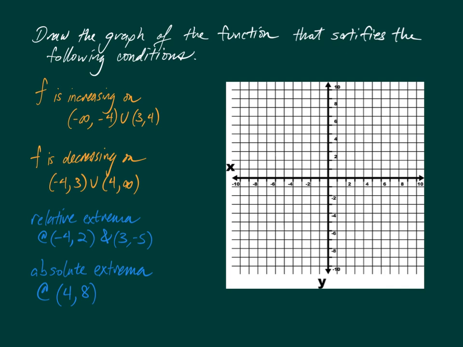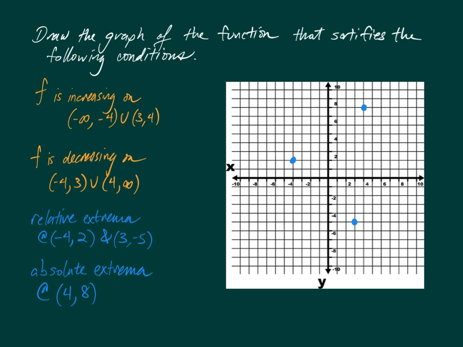So right away, I'm going to first of all put the extrema on this graph. So the relative extrema at negative 4, 2, I know that's right here. Oops, I want to use blue. There we go. And at 3, -5, that is right down here. I want to put those on there first, and I guess there's an absolute extrema at 4, 8. Huh. So way up here, 4, 8. All right. So there are those.